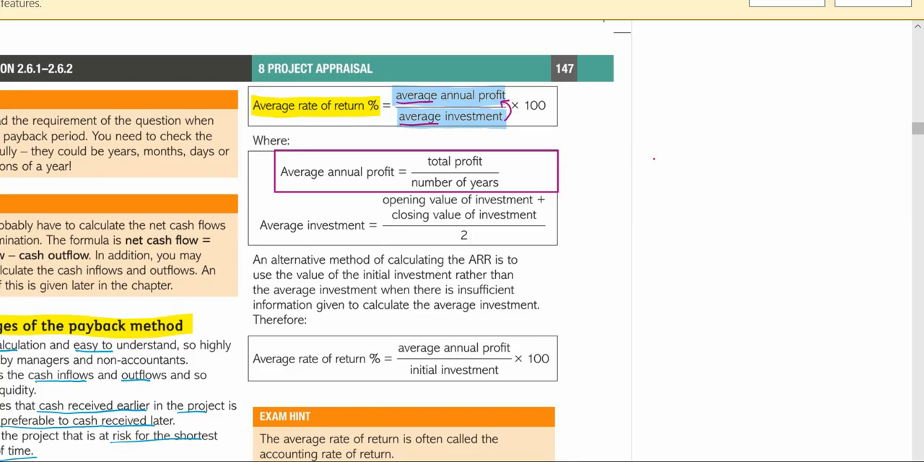Okay, so now here will be some alternative method. An alternative method of calculating the ARR is to use the initial investment rather than the average investment when there is insufficient information. So when the information is missing, instead of the average, we may use the initial investment.